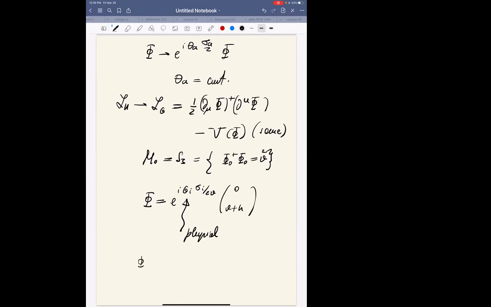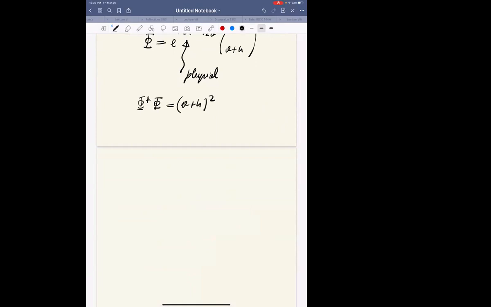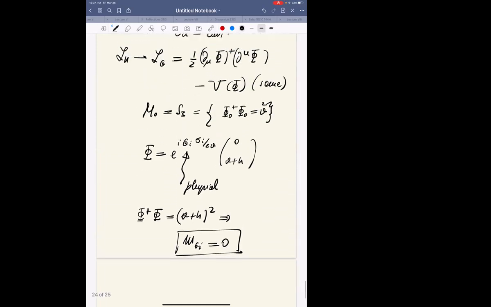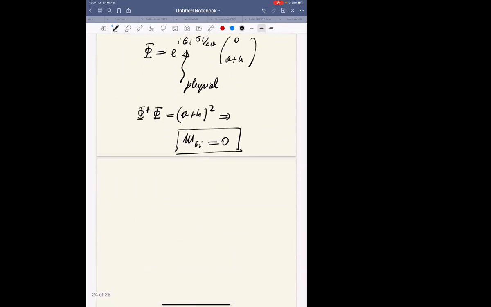But notice that phi dagger phi with this variable is (v plus h) squared. They disappear from the potential. Therefore, m_G_i is 0. Period. Goldstone theorem. I have 3 generators, I told you in the beginning, call it A or whatever, phi_0 is non-zero. Every time one generator is broken, there is a G_A I field so that m_G_A is 0. And a Nambu-Goldstone boson.